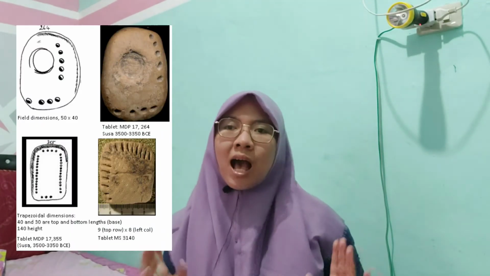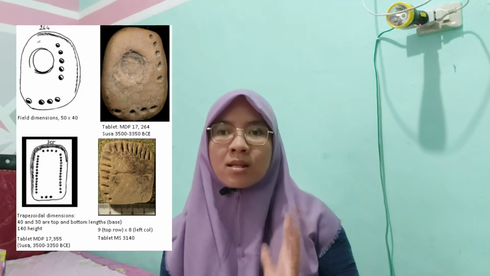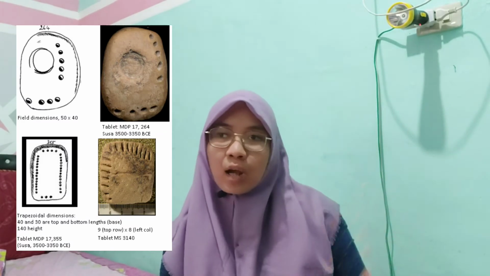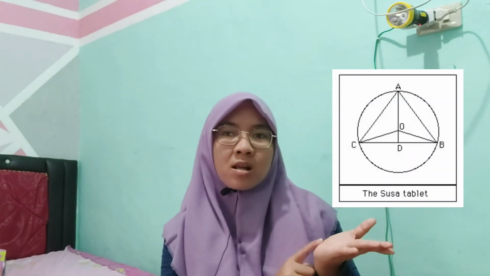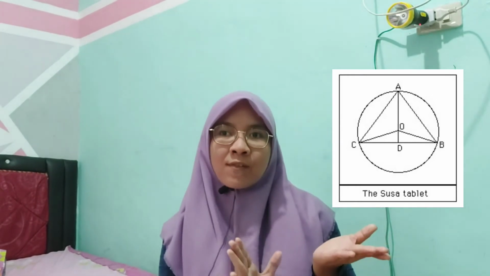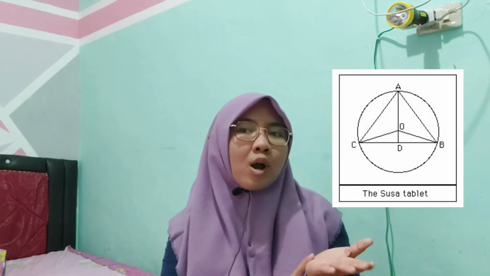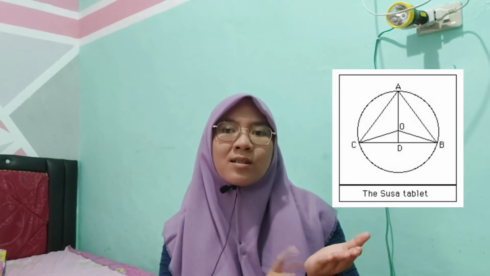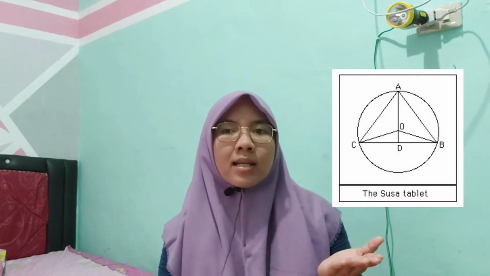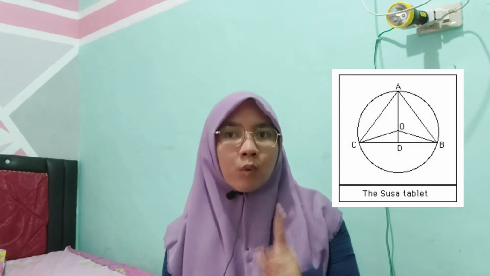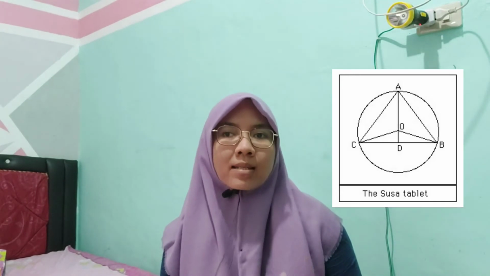Now, this tablet shows how to calculate the radius of a circle through an equilateral triangle. In this Susa tablet, there is a triangle ABC, with the center of the circle at point O, and there is a line AD connecting point A to line BC. From the figure, we can see that triangle ABD is a right triangle in a circle. So, by using the Pythagorean formula, we obtain AB squared plus BD squared is equal to AD squared. So, AD is 40. Then it is concluded that the radius of the circle is x. So, OB is equal to OA is equal to x.